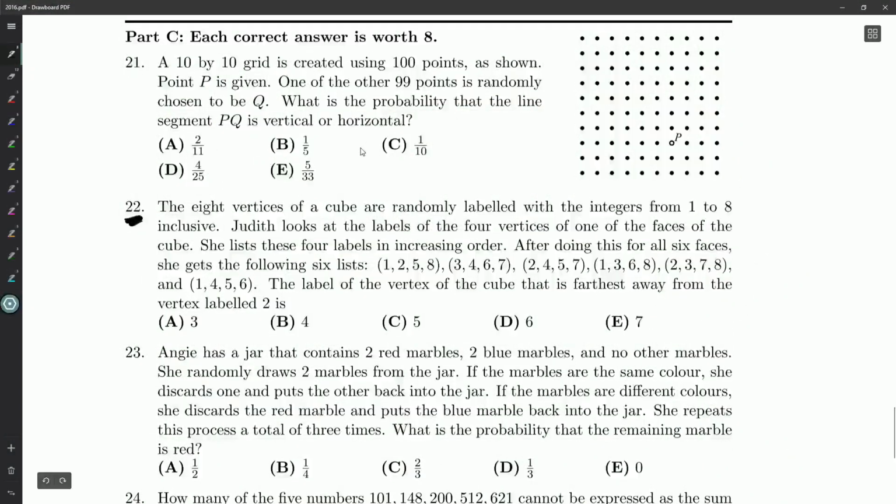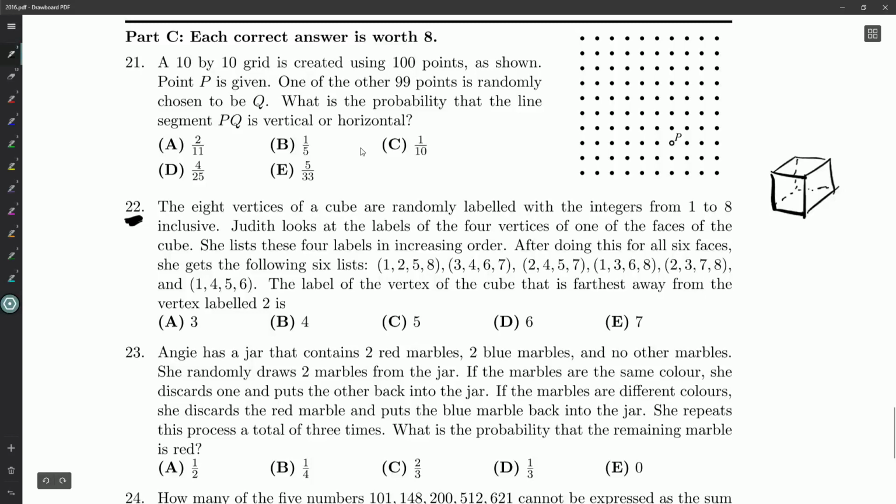We're on question 22. The 8 vertices of a cube are randomly labeled with the integers 1 to 8, inclusive, because you've got 8 vertices. Judith looks at the labels of the 4 vertices on one of the faces of the cube. She lists those 4 labels in increasing order, so not reading out clockwise or counterclockwise or anything, just reading them out in increasing order. After doing this for all 6 faces, she gets the following 6 lists.